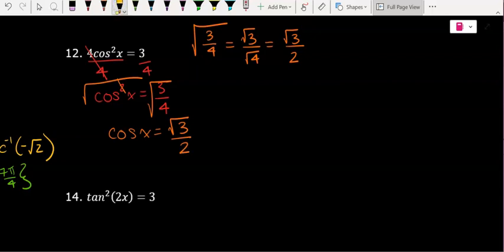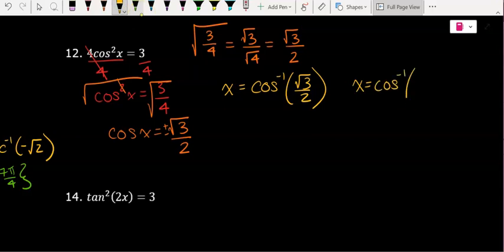And so when I set this up and do my inverse, I've got x equals cosine inverse of square root 3 over 2. What did I forget? Plus or minus. Trying to see if you guys were freaking out about it. Okay, so I also have x is equal to cosine inverse of negative square root 3 over 2. So it's everywhere where cosine equals square root 3 over 2, positive and negative.